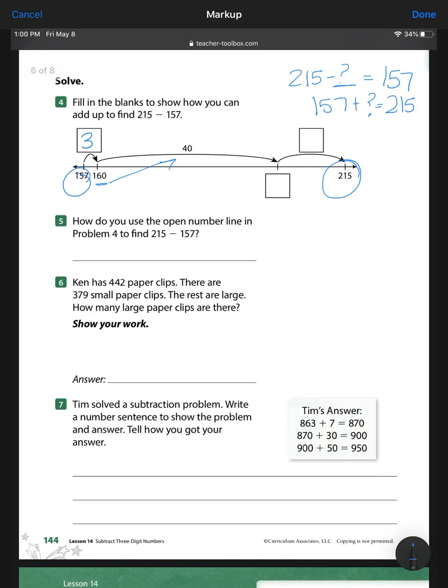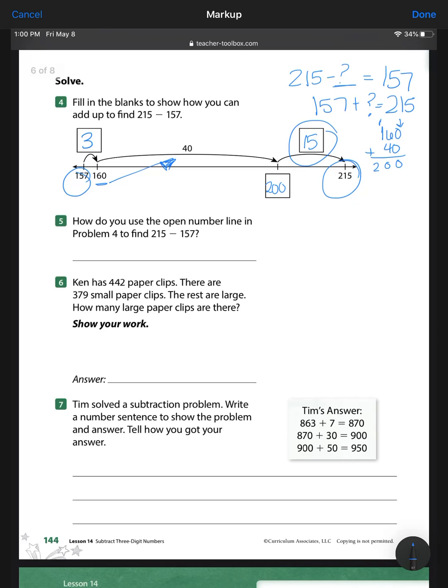Now it tells us that we're going to add 40. So 160 plus 40. What does that equal? 6 and 4 is 10. And 2. Good job. So 160 plus 40 equals 200. Now 200 plus what equals 215? 200 plus 15 equals 215.